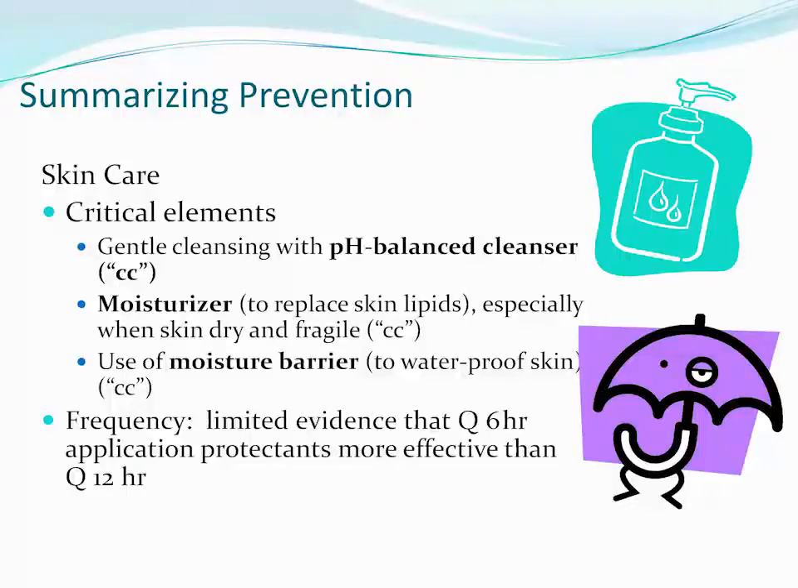How often should we apply it? Well, most of the time we write the order for daily and PRN, or Q12 hours and PRN. There was one study done in an ICU where they wrote the orders for Q6 hours and PRN, and they compared that protocol to the Q12 and PRN and found a significant reduction in IAD when they used the Q6 and PRN protocol. So frequency may really matter.